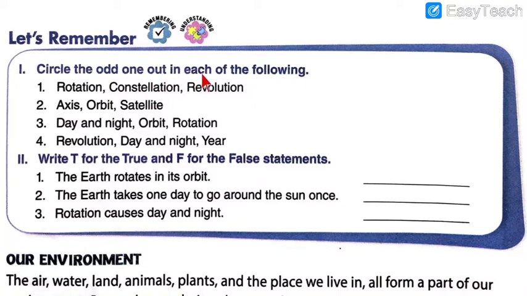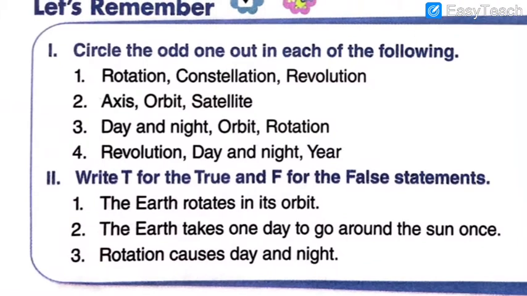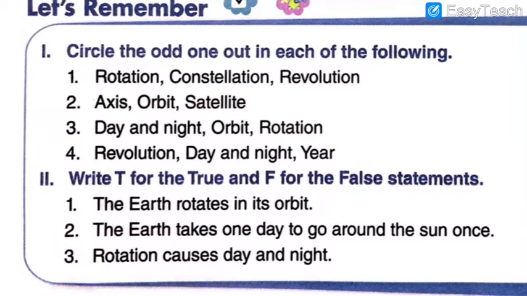Circle the odd one out in each of the following. This is what we have been doing in all the chapters continuously, right? So this is very easy, isn't it so? Number 1: rotation, constellation, revolution. So which is the odd one here? You have to find out from these 3 words which 2 words could be related. Now I am giving you time. Try to find out the odd one.